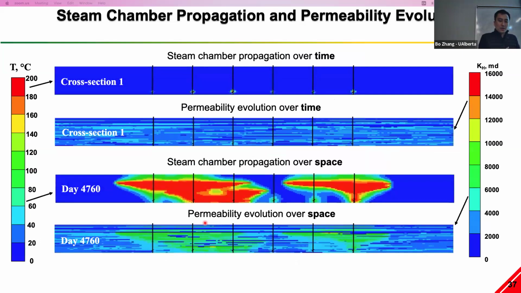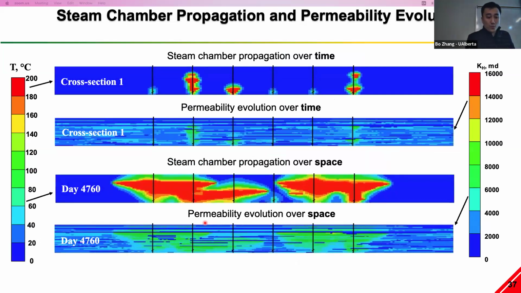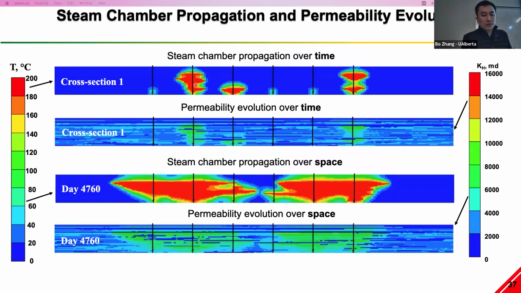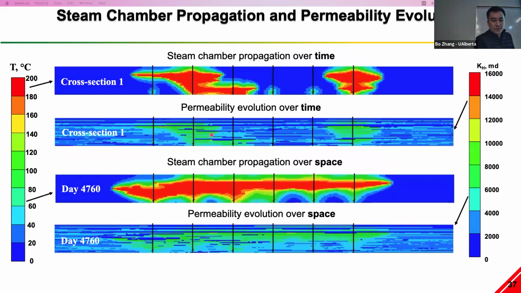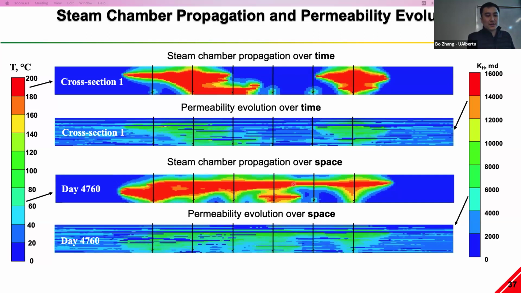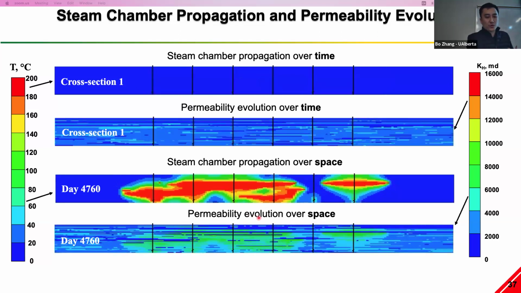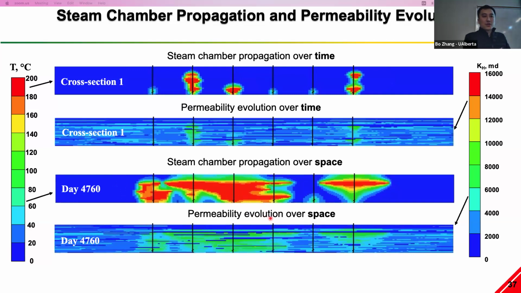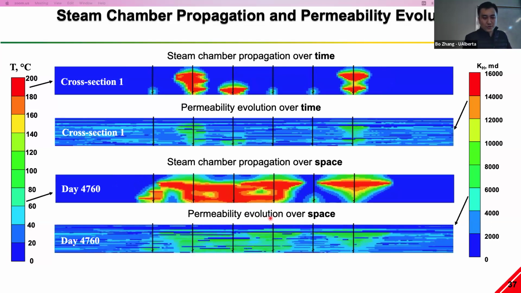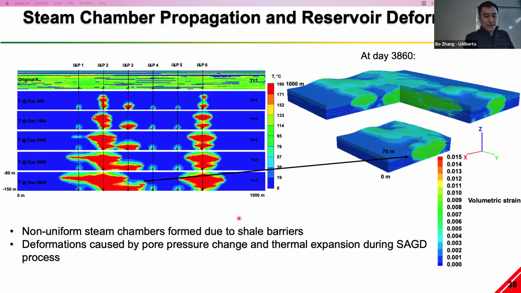As we can see here, the steam chamber propagation can be well modeled. That also leads to permeability evolution as a function of time. It is also possible for us to visualize the steam chamber propagation and permeability evolution over space. So it is a very complex thermal, hydro, and mechanical interaction. We can model the non-uniform steam chambers formed due to the shale beddings, and also the deformation caused by the pore pressure changes and thermal expansions during the SAGD process.